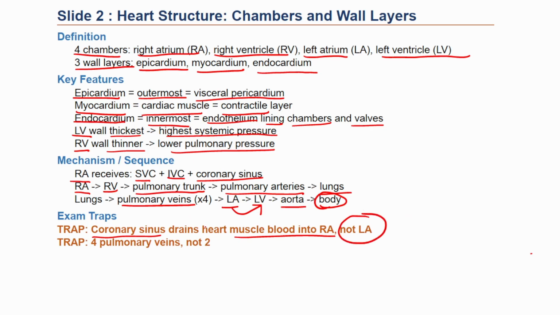Another frequent trap involves the precise count of the pulmonary vessels returning to the left pump. Because students are highly conditioned to think of bilateral body structures occurring in basic pairs, examiners will write sneaky multiple choice questions stating that blood returns from the lungs via 2 pulmonary veins, one for each lung. Pay strict attention here. There are exactly 4 pulmonary veins, 2 originating from the left and 2 originating from the right lung, and all open independently into the left atrium.